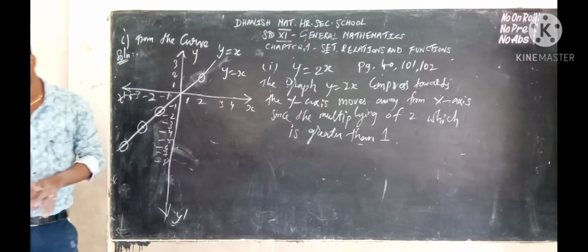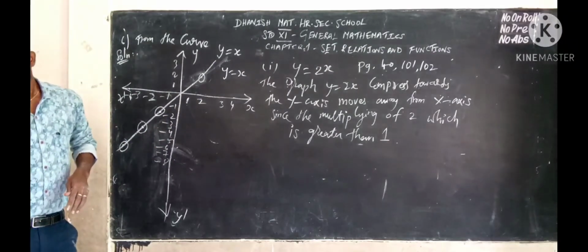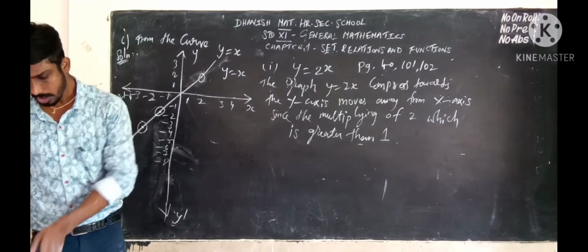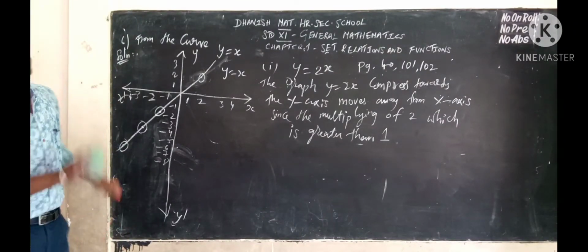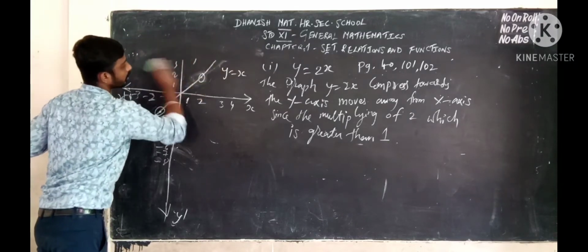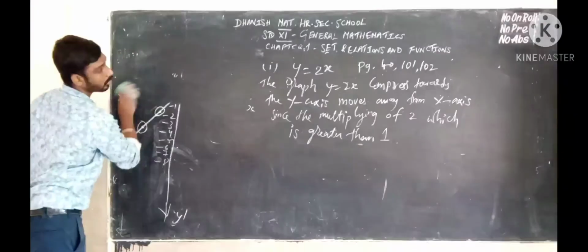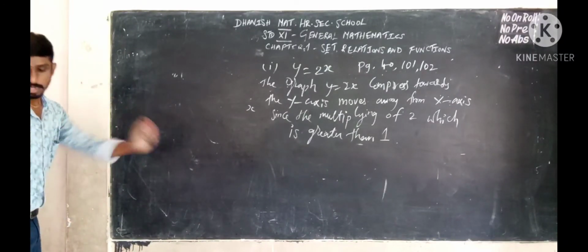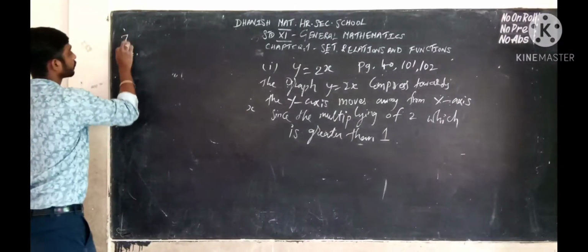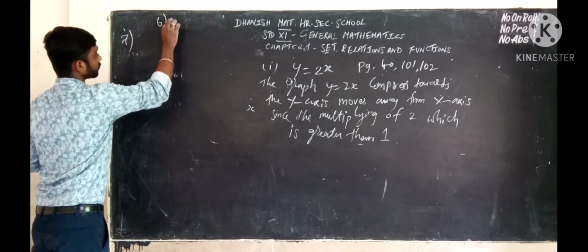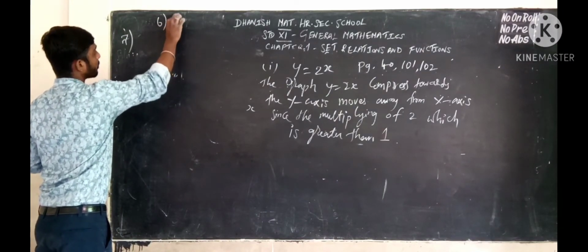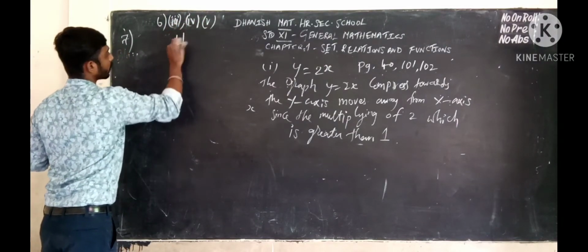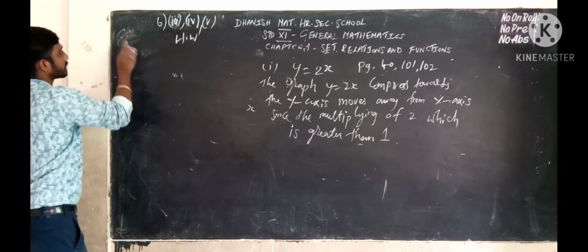Okay. Next two sums are homework for you. Third question and fourth question will be homework, and the fifth question will be homework for you. Let's see the seventh one.